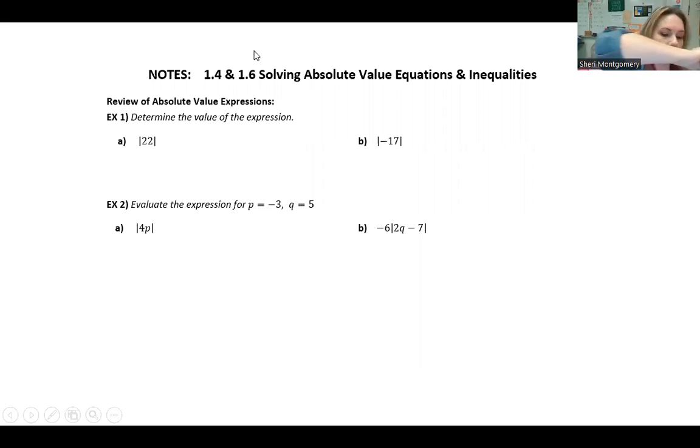What do you guys remember about absolute value? It's okay to say I don't really remember anything. Okay, so absolute value is the distance of something from zero.